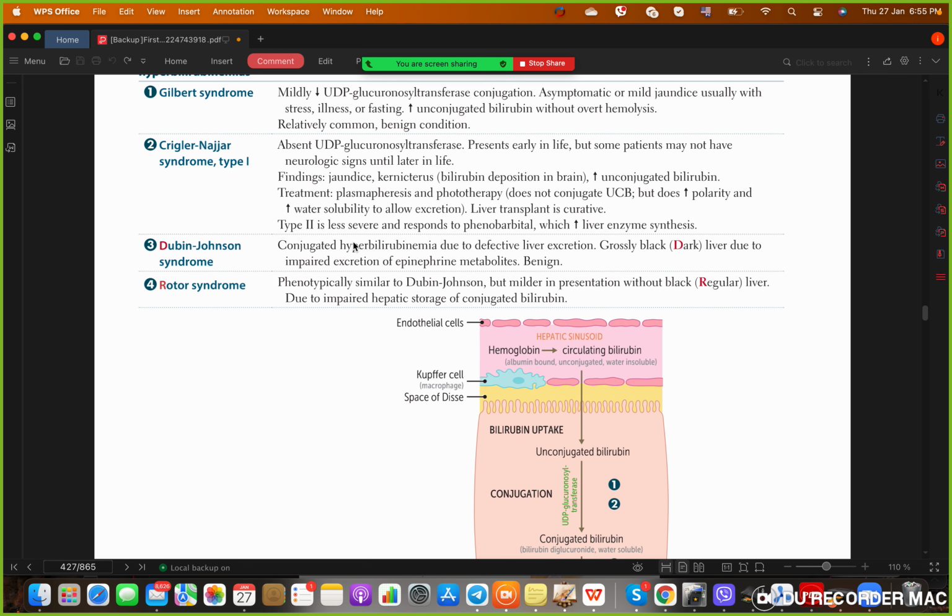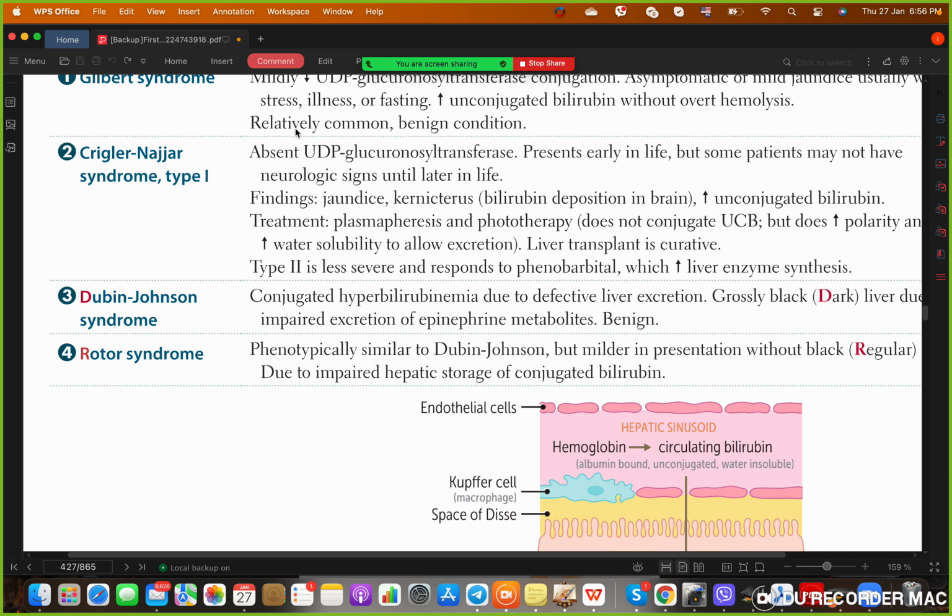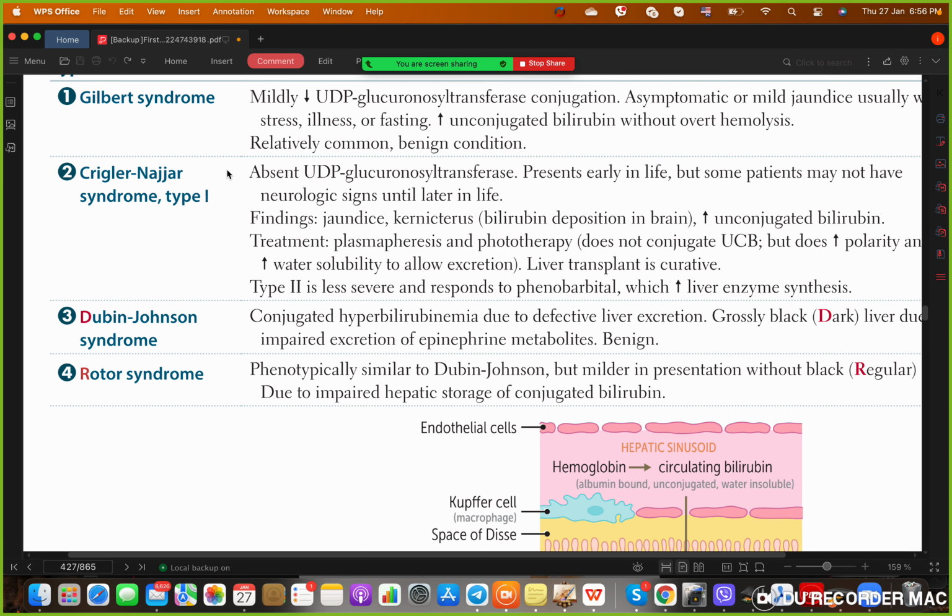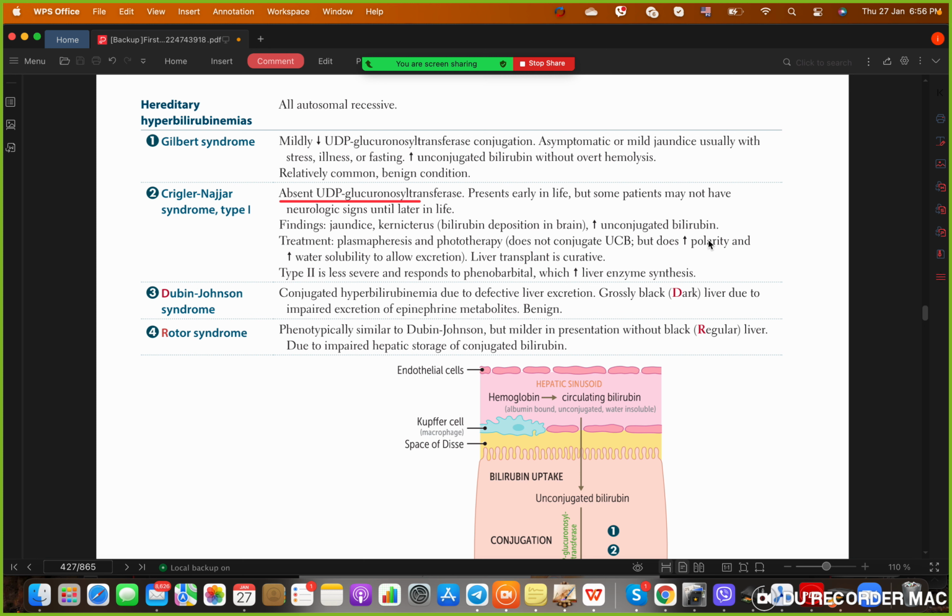The next one is something called Crigler-Najjar syndrome. It's a type 1 type of disease. Type 2 also exists, but we will see about it in a second. So in type 1, there is 100% absence of the UDP glucuronosyltransferase. So it presents early in life, but some patients may not have neurological signs until later in life.